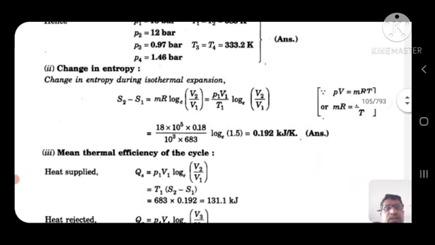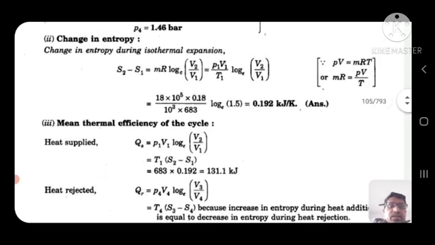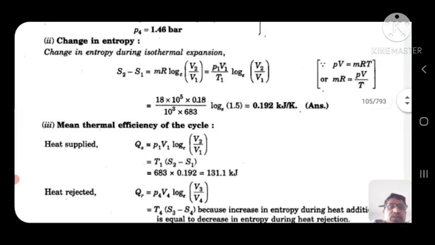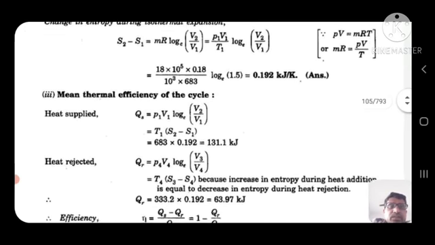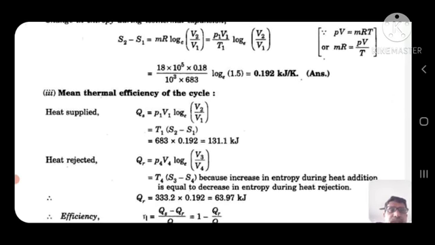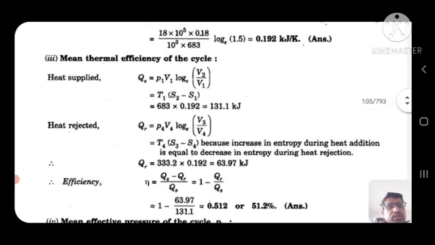Change in entropy during isothermal expansion S2 minus S1 is equal to mR log e V2 by V1 equal to P1 V1 by T1 log e V2 by V1. 18 into 10 to the power 5 into 0.18 divided by 10 cube into 683 log 1.5. So that is equal to 0.192 kilojoule per Kelvin.